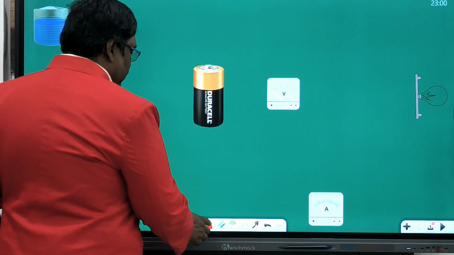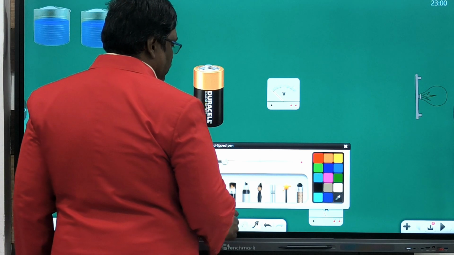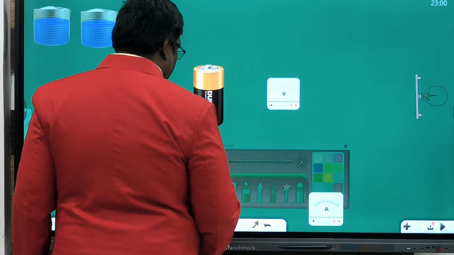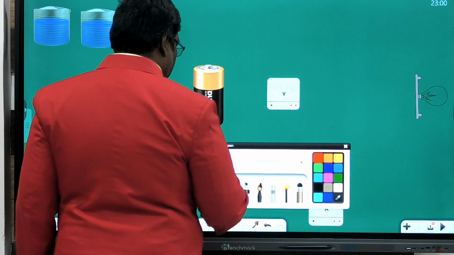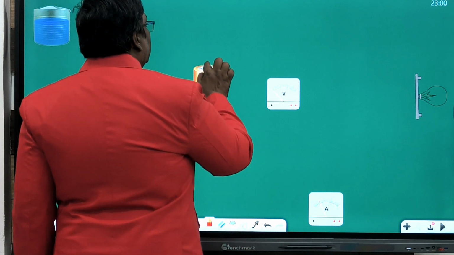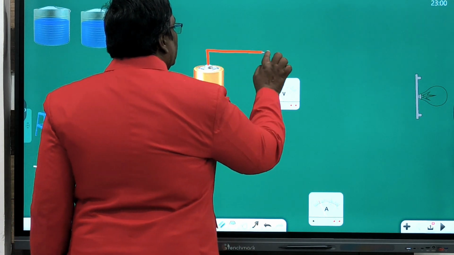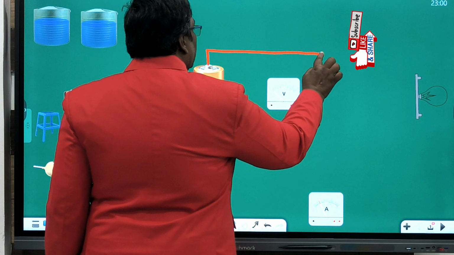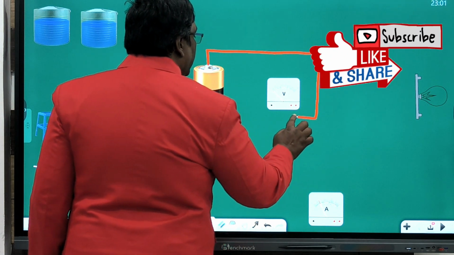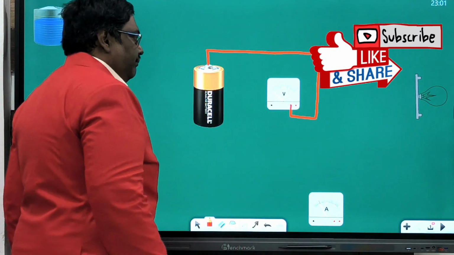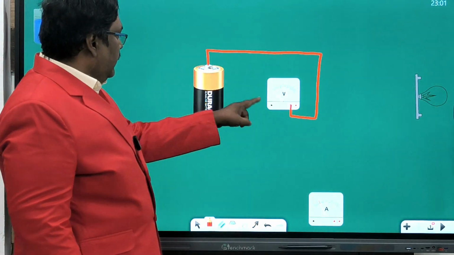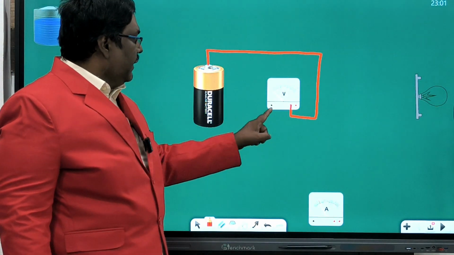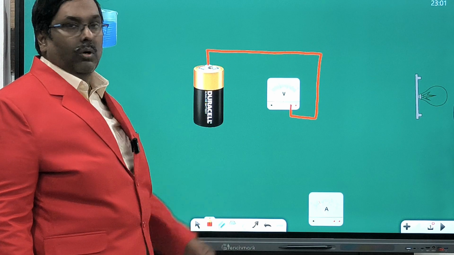Now I am going to give the connection. Positive should be positive. So positive I have taken like this. Now I am going to take the negative, because only positive I have given, but no voltage is showing.